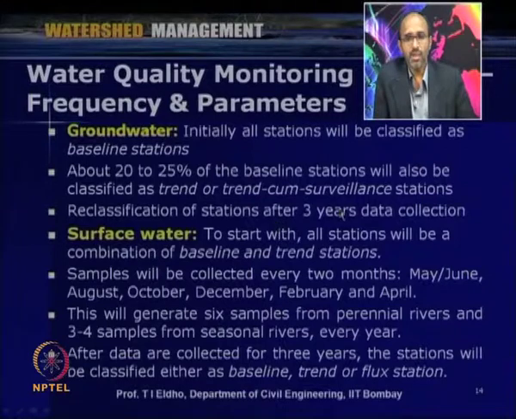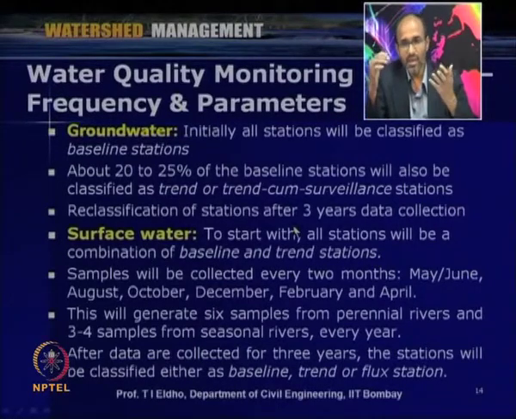After a few years, for example 3 years as specified by the Central Pollution Control Board, we can reclassify these stations, and maybe some other stations can be chosen as baseline or surveillance stations. Now as far as surface water is concerned, to start with, all stations will be combinations of baseline and trend stations. So wherever we take the samples, we can classify them as either baseline stations or trend stations.